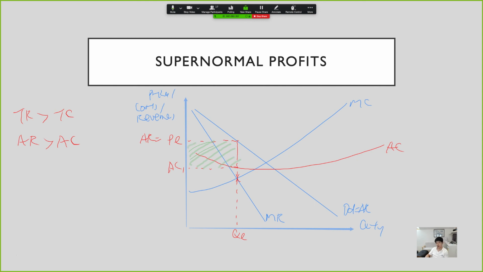Okay, this area in green, those are my supernormal profits. Because my total revenue is P times Q, my total cost is AC times Q. So total revenue minus total cost gives me this area of supernormal profits. So this is how we draw our supernormal profits.